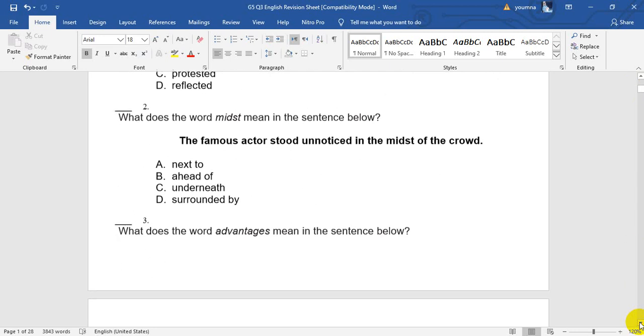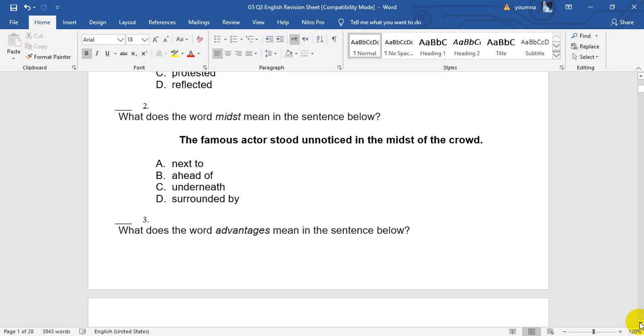Let's move to number 2. What does the word midst mean in the sentence below? Midst. The famous actor stood unnoticed in the midst of the crowd.